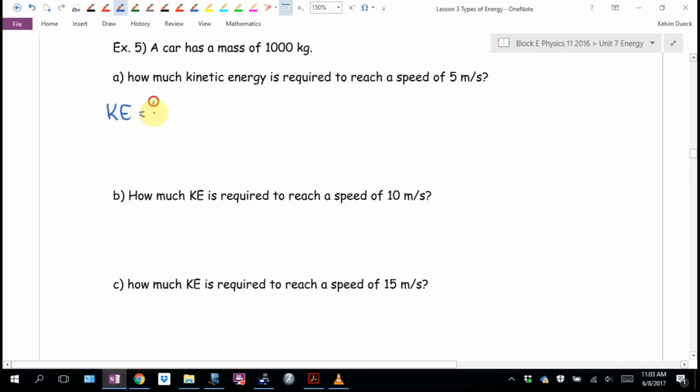Kinetic energy equals 1/2 mv². It's going to be 0.5 times 1,000 times 5 squared. I can do this in my head. 5 squared is 25. It's going to be 25,000, half of 25,000. Double check me. Do you get 12,500? Yes? Units, energy. Joules. Because energy is the ability to do work, and work is joules.